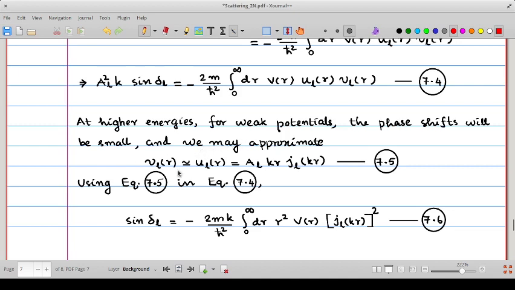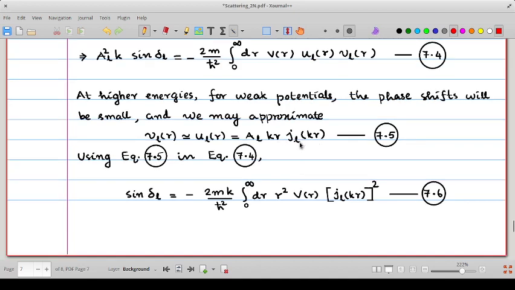and we may approximate VL as approximately equal to UL, because UL is a solution corresponding to the potential equal to 0, and VL is the solution corresponding to a non-zero potential. If the potential is extremely small and the L value of the partial wave is very large, then it is not going to be affected much by the scattering potential, and therefore the solution VL is going to be approximately the same as the solution with the potential equal to 0. And we know the form of the solution with potential equal to 0. It's given by AL kr times jL(kr).